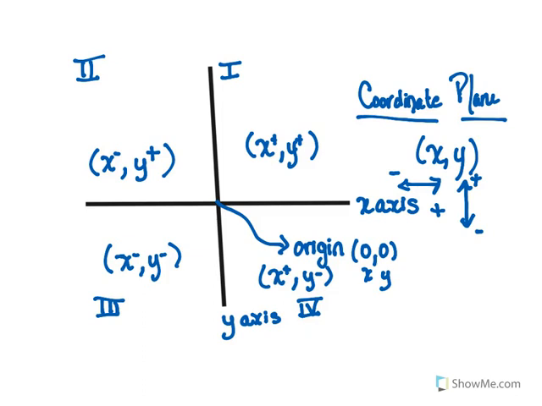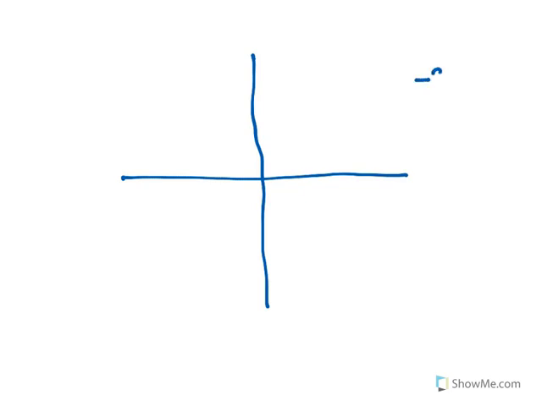As an example, I'm going to draw this. If I have the point (-3, 2), that means I'm going to start at the origin and go 3 units to the left, and then go 2 units up from there. So 1, 2, and that would be our point (-3, 2).